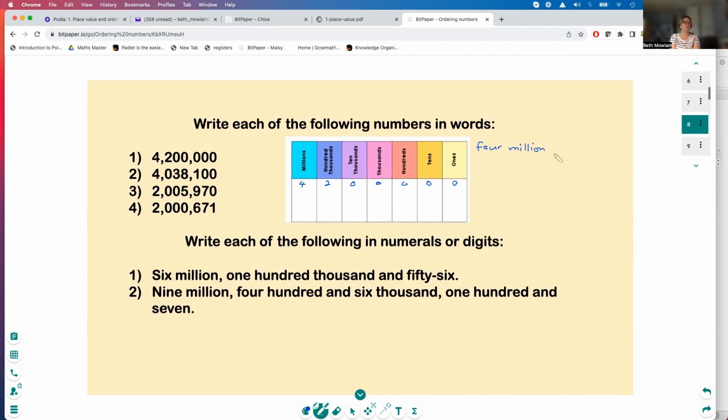Whoops. 200,000. I apologize, my pen's playing a bit of a funny game at the moment. It's going a bit slower than I am. There we go. Perfect. That's how you write it.